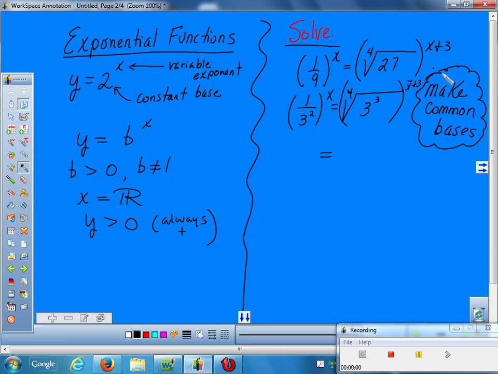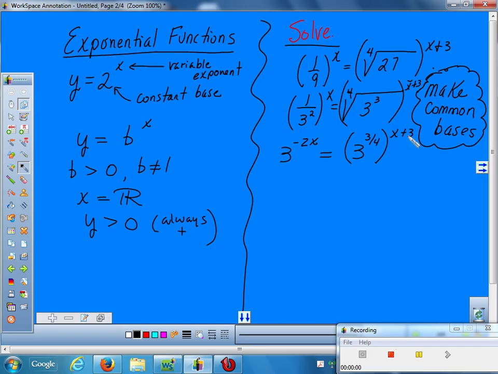So now I need this up as 3 to a power. If it's on the bottom, it's negative 2x. I can bring it up. Then, how did we write a root as a power? That would be 3/4. Leave the outside out there.